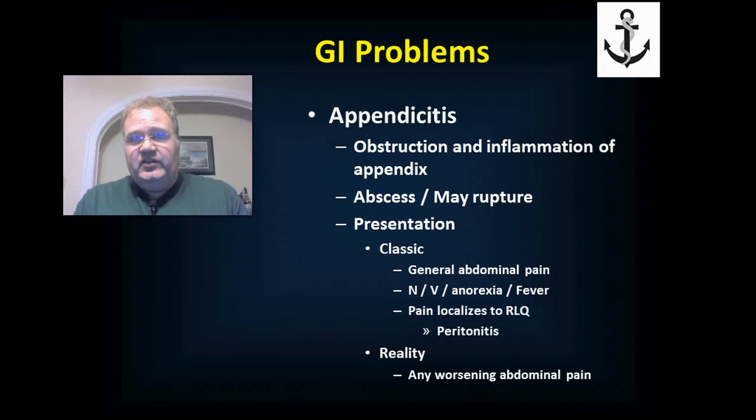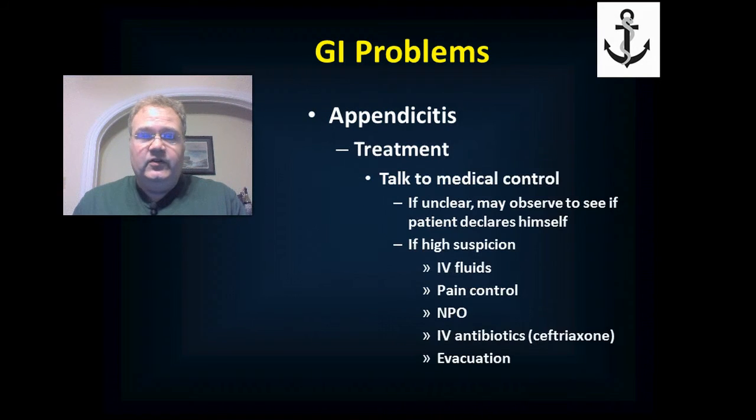But the reality is any abdominal pain that's progressive could be appendicitis. And so you're going to need to do a good history and a good physical exam, and you're going to need to talk to medical control about these. If it's not clear what's going on, medical control may say, okay, why don't you give some IV fluid, something for nausea, let's keep an eye on the patient. This might just be a gastroenteritis. They may develop the diarrhea and the nausea in a couple hours. And if they don't, and they're getting worse, then it's probably appendicitis.